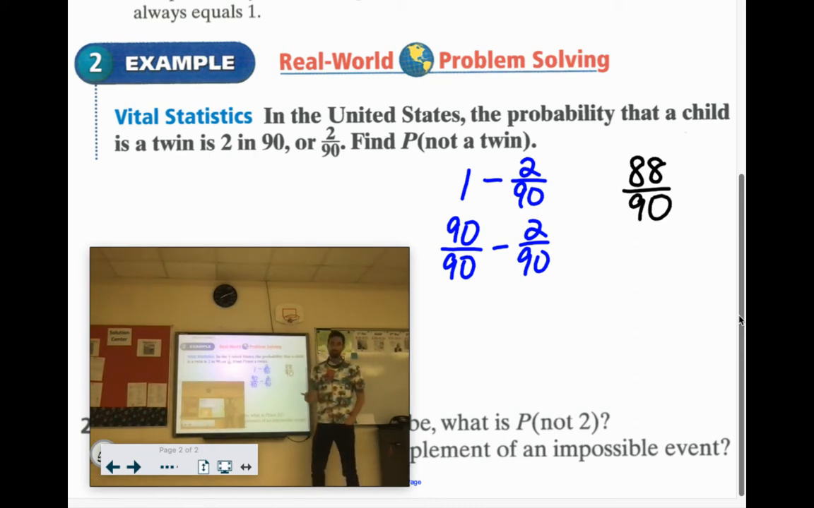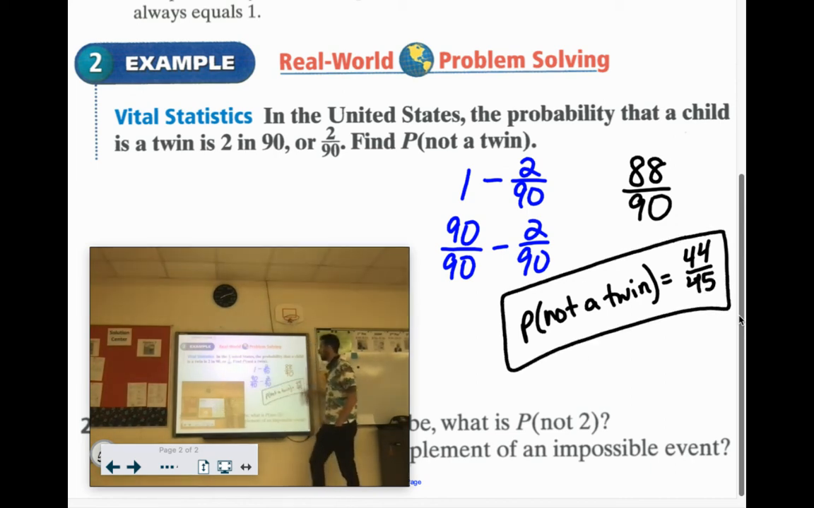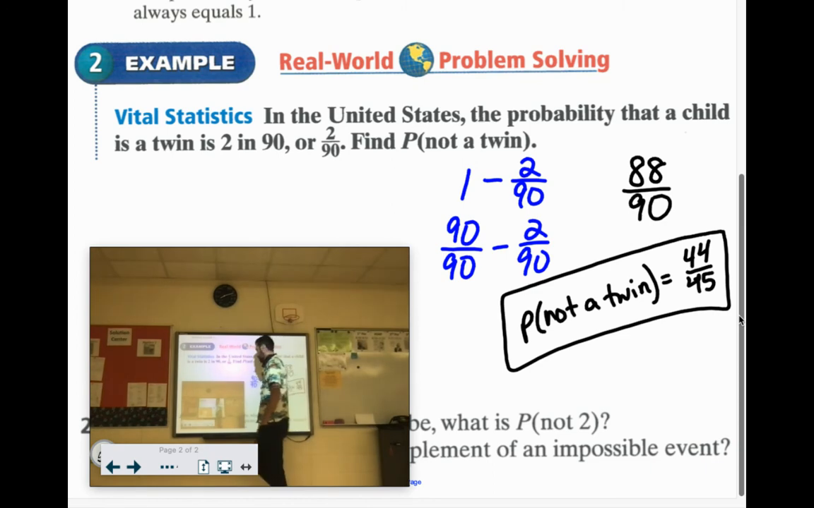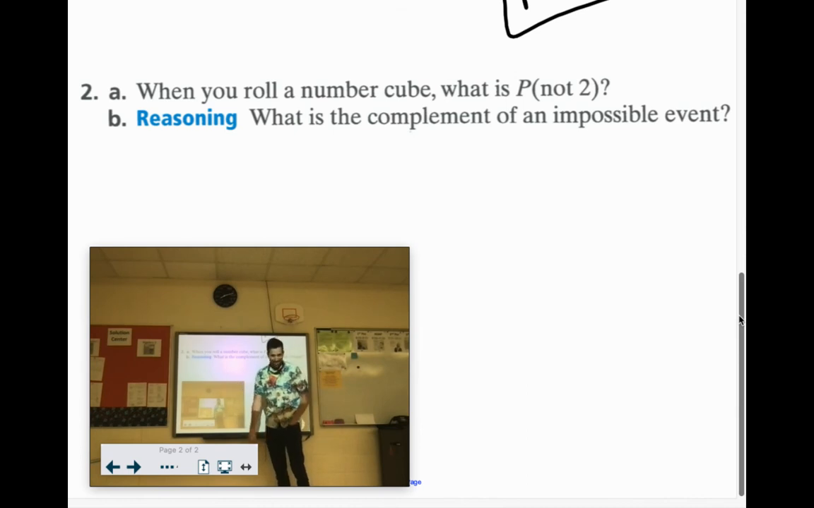But we should always reduce our fractions here. So these are both divisible by 2. So we'll say the probability that they're not a twin would be 44 out of 45. So I wish they would have simplified their probability from 2 of 90 as 1 out of 45, but some people, you just can't change their minds.